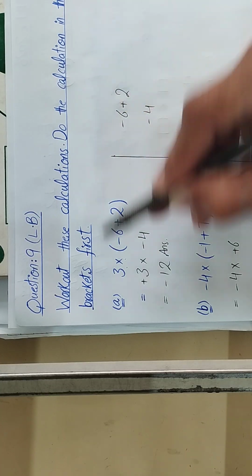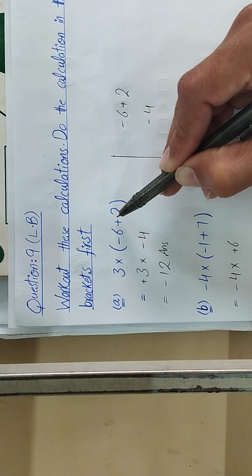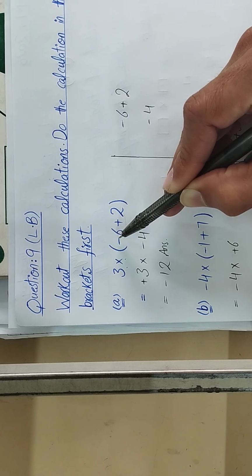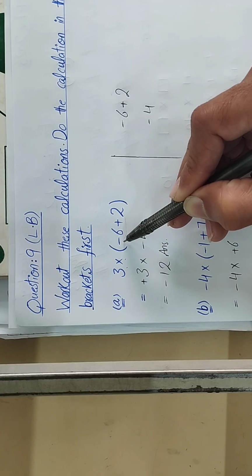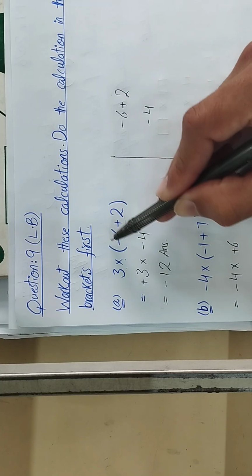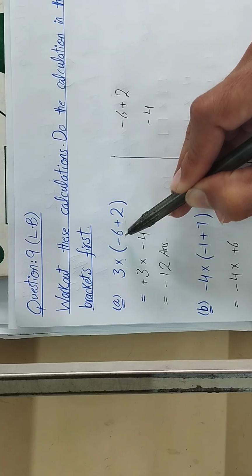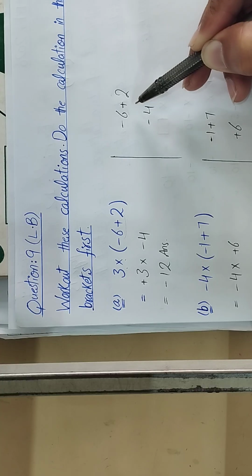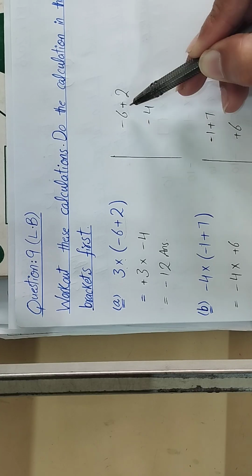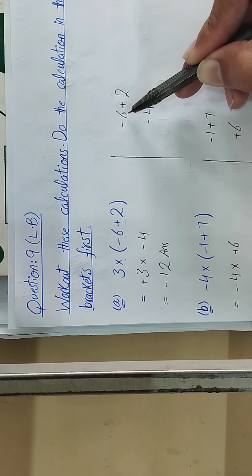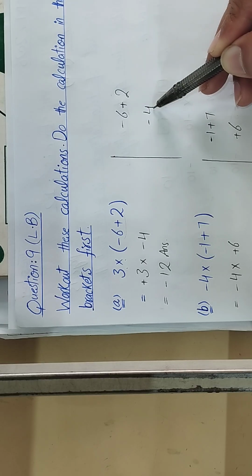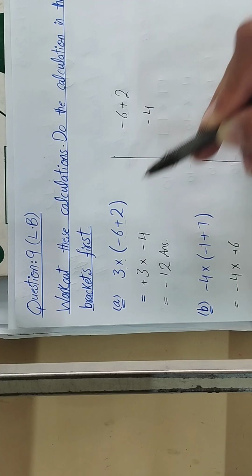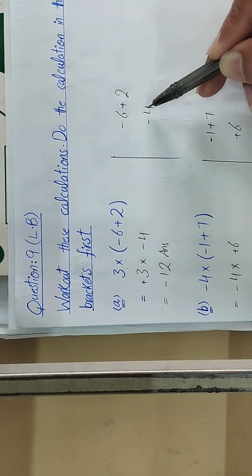Do the calculation in the brackets first. It means this calculation should be done at first position. Do this one first and then multiply it by 3. So if we take this bracket -6 plus 2, and solve it, you know that since the signs are opposite, it means subtract the numbers. 6 minus 2 is 4, and if you write the sign of bigger value here, it is -4. So the answer of this bracket is -4.